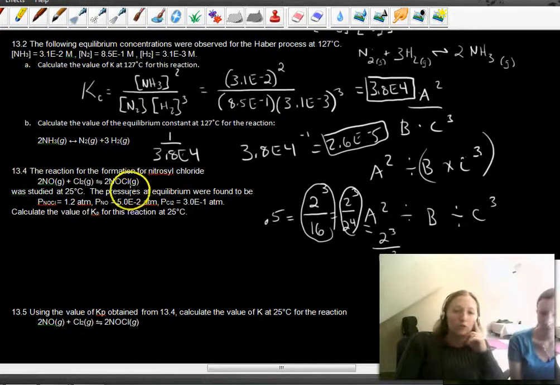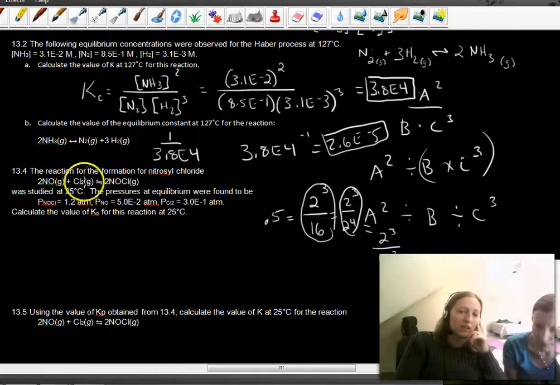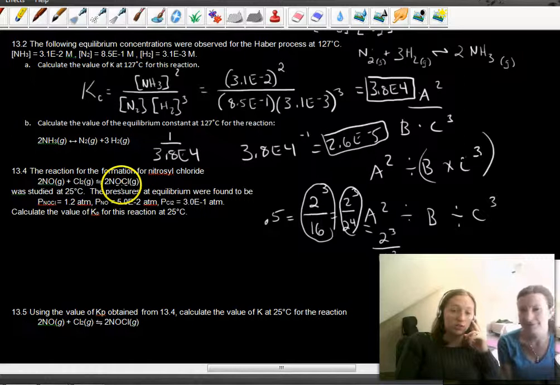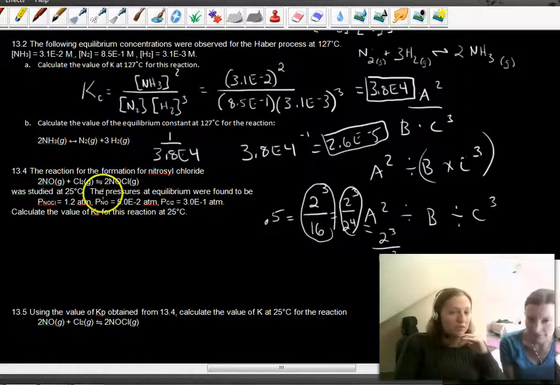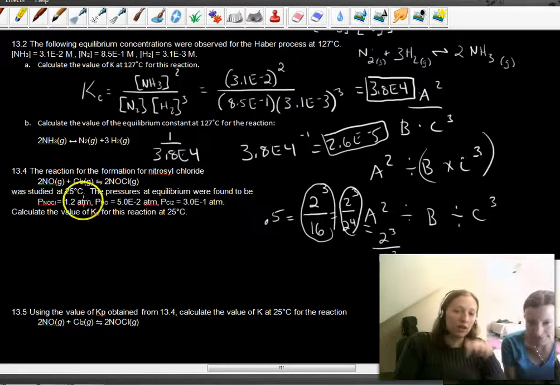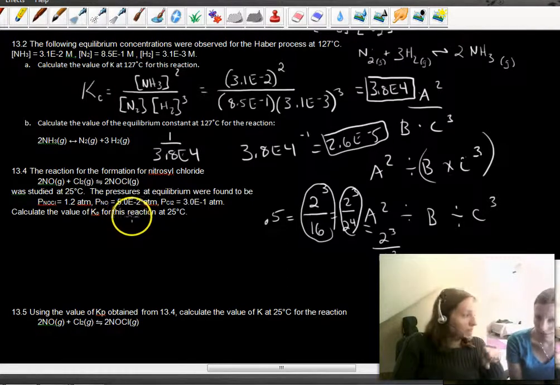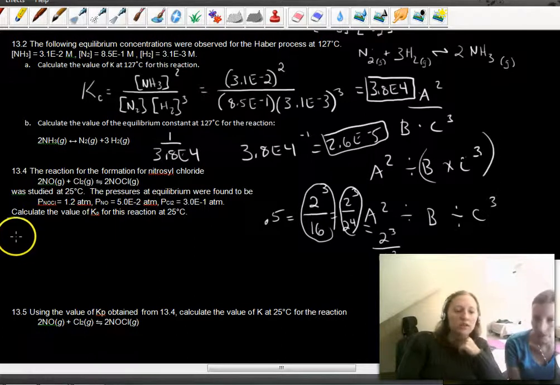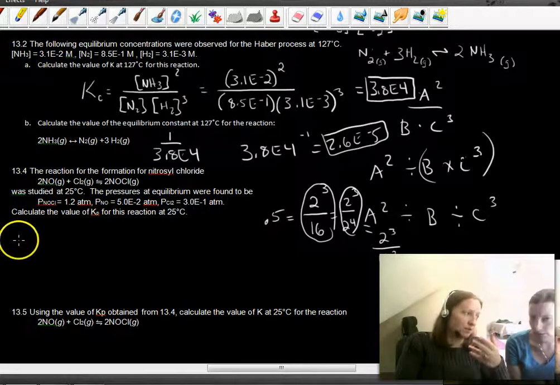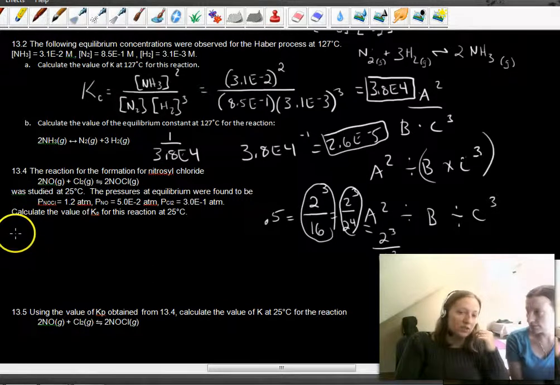The reaction for the formation of nitrosyl chloride, NOCl: 2 nitrogen monoxides plus chlorine gas gives you 2 nitrosyl chlorides. It was studied at 25 degrees Celsius, and the pressures at equilibrium were found to be 1.2 atmospheres for our product and 5.0 E negative 2, 3.0 E negative 1 atmospheres for our reactants. Calculate the value of K sub P. In this case, it's important to put the P for this reaction at 25 degrees Celsius. The structure and the math end up being exactly the same. You just have to remember that this is a pressure one.